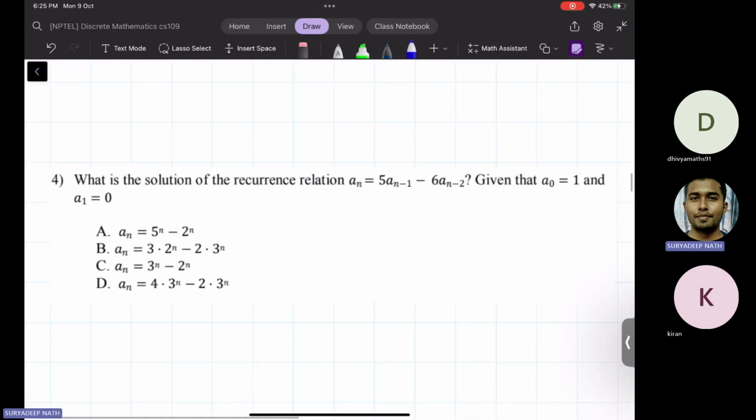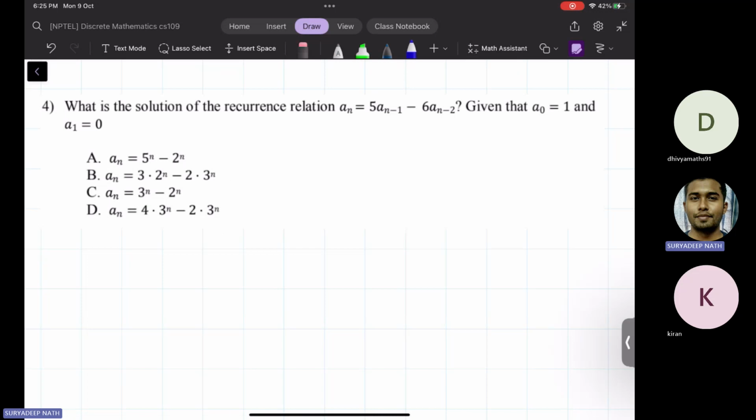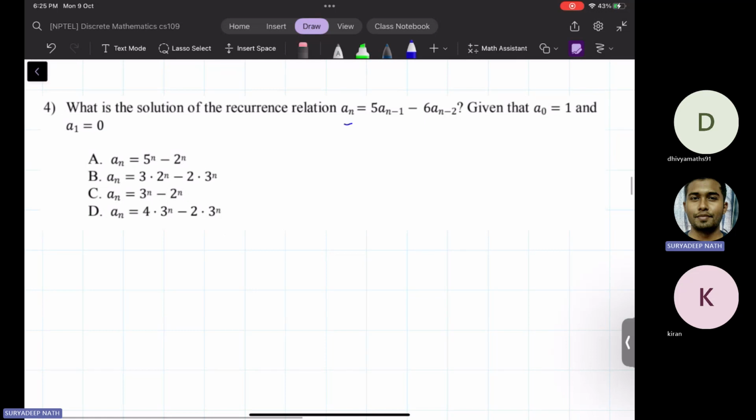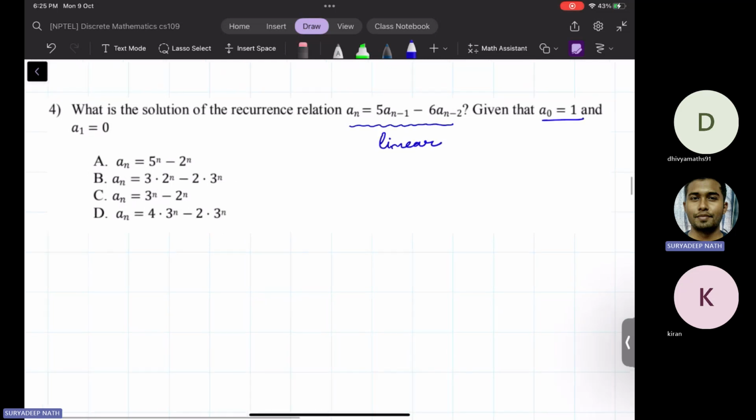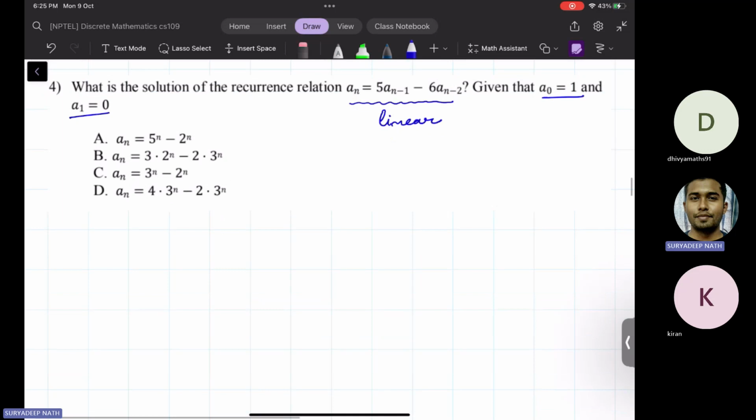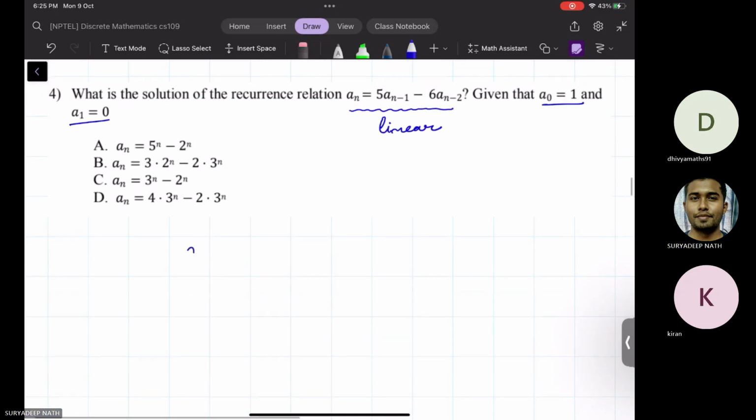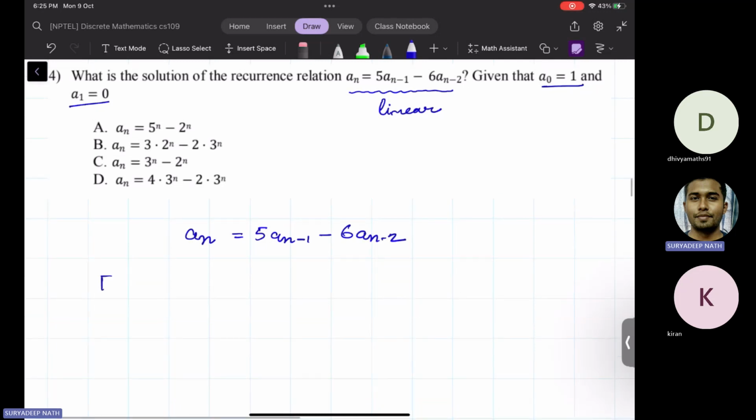Moving on to question number 4. What is the solution of the recurrence relationship? You have been given a linear recurrence relationship with initial conditions a_0 = 1 and a_1 = 0. So the relationship is a_n = 5a_(n-1) - 6a_(n-2).